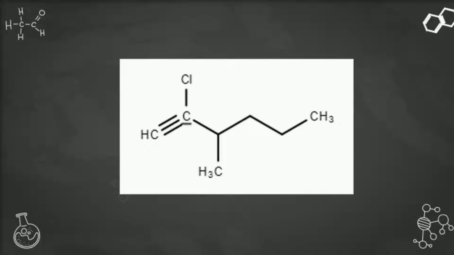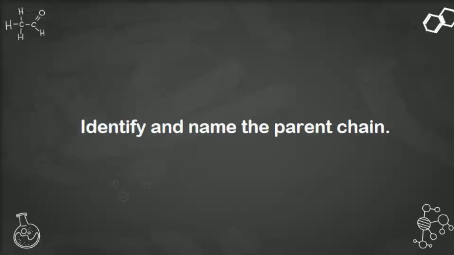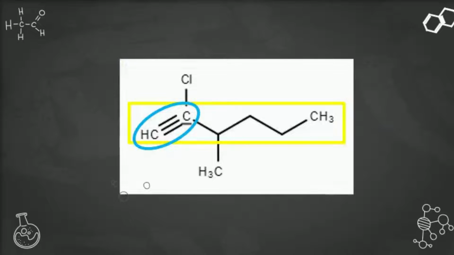Let us name the next structure. First, identify and name the parent chain. Again, the parent chain is the longest continuous carbon chain. And identify again the number of bonds present. Here, let us now count the number of carbons in the longest chain. So we have 1, 2, 3, 4, 5, 6. So we have 6 carbons and a triple bond is present. So it will be an alkyne. The name of this one would be 1-hexyne or hexyne.